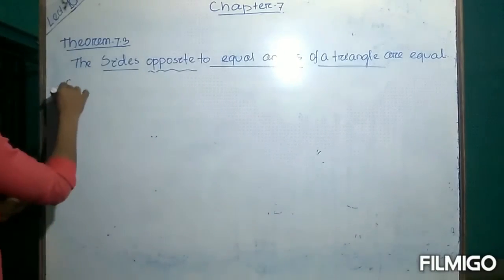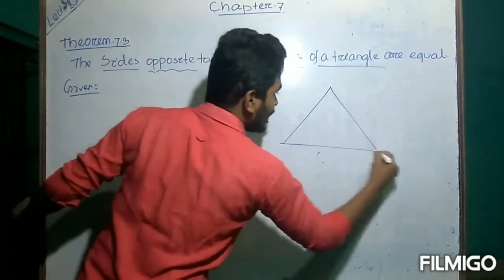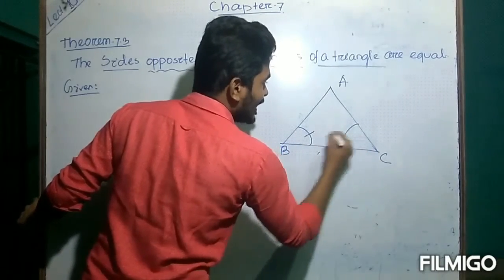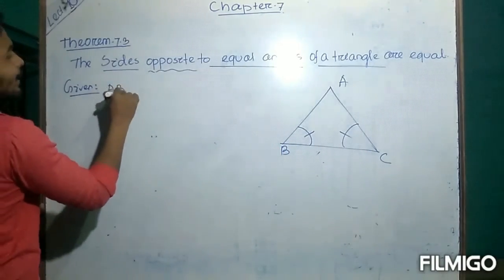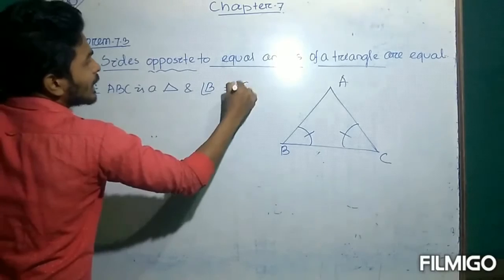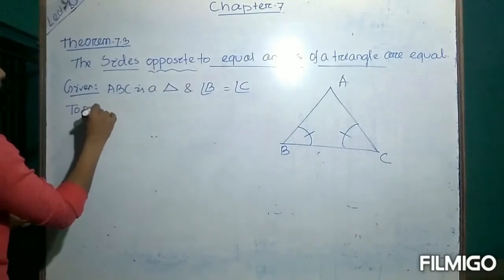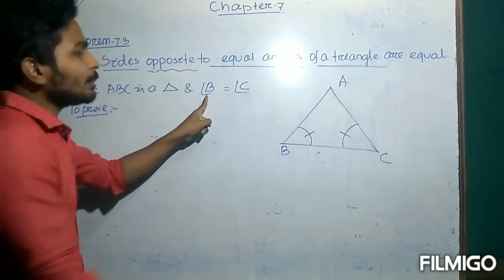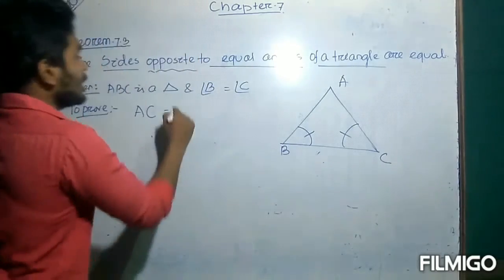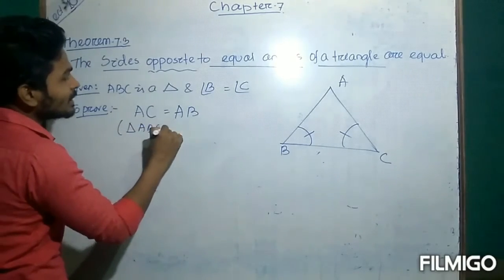So first write what is given here. It is given that ABC is a triangle in which angle B and angle C are equal. ABC is a triangle and angle B is equal to angle C. It is given, right? So we have to prove the opposite side of angle B, that is AC, is equal to the opposite side of angle C, that is AB. Or you can say ABC is an isosceles triangle.